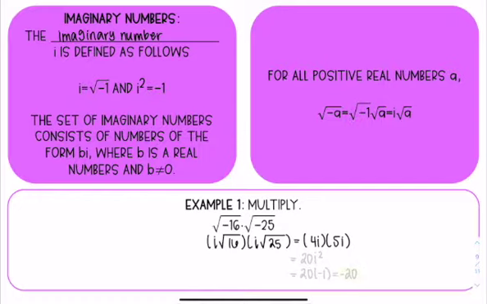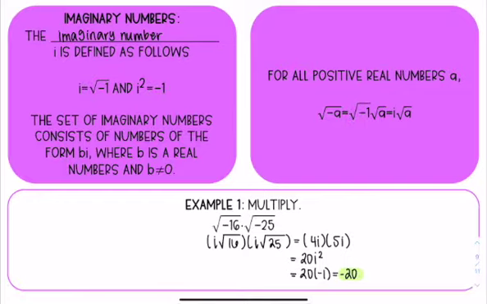But 4i times 5i is going to give me 20i squared. And what do we know about i squared? i squared is -1. So what we have is 20 times -1, which is just -20. And so my final answer is just -20.